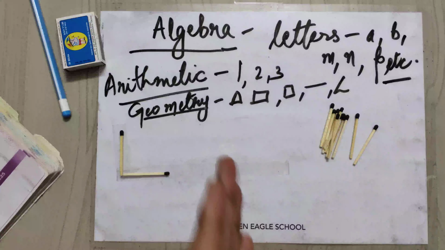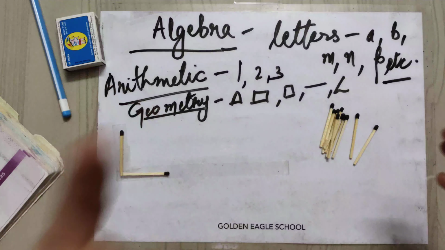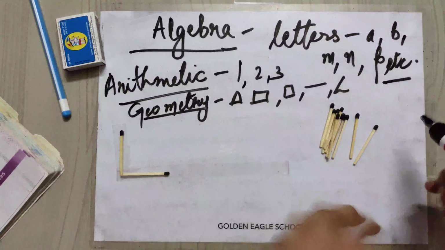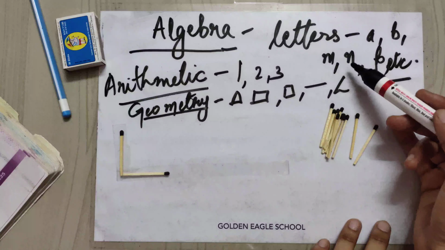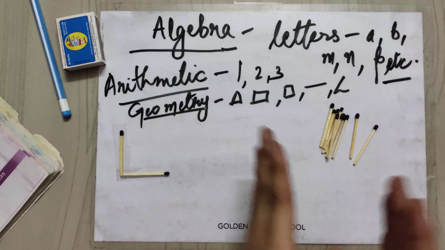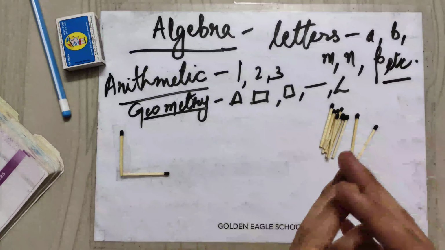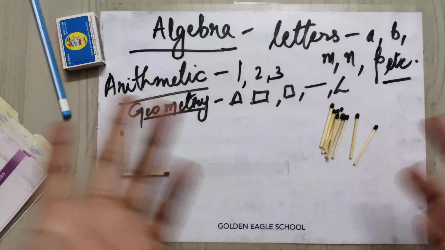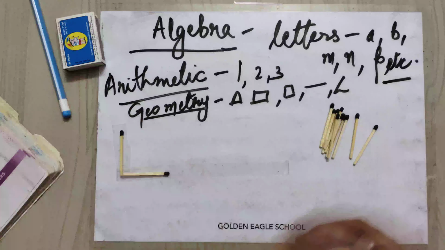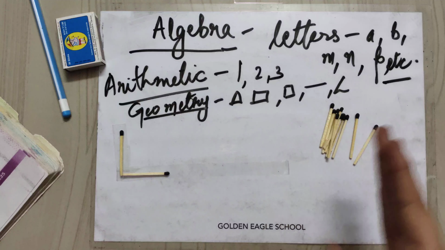So now we are going to start with algebra. In algebra we deal with letters or alphabets like A, B, M, N, P, etc. Before starting algebra we should know the concept behind it. Why are we using algebra? What is the use of algebra? If there is no use, why are we studying it? There must be some use. So what is that use?